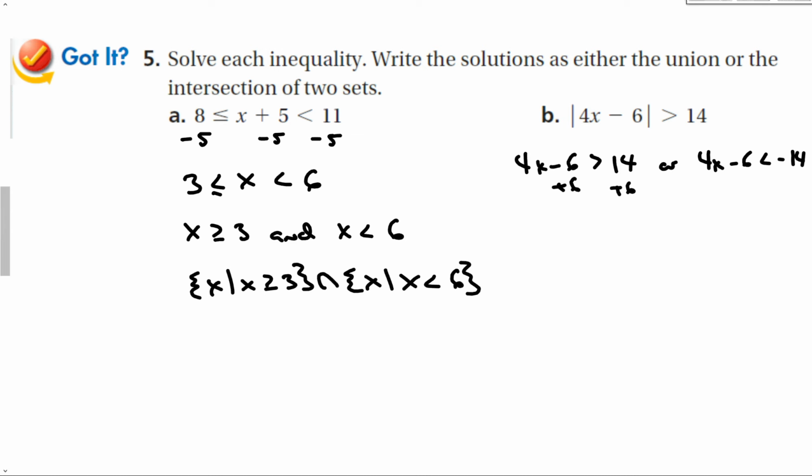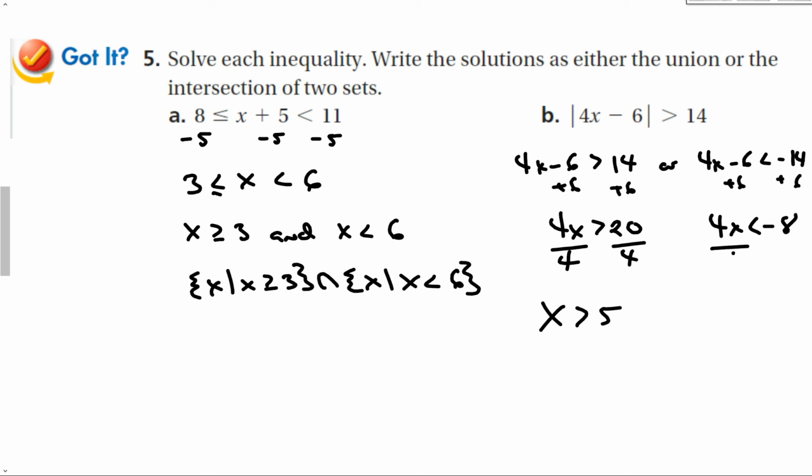Add 6 to both sides here. 4x is greater than 20. Divide out the 4. So x is greater than 5. Add 6 to both sides here. And so now we have 14 minus 6 gives me 4x is less than negative 8. Divide out the 4, and we have x is less than negative 2.